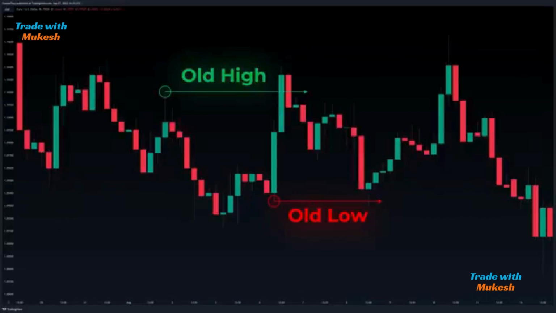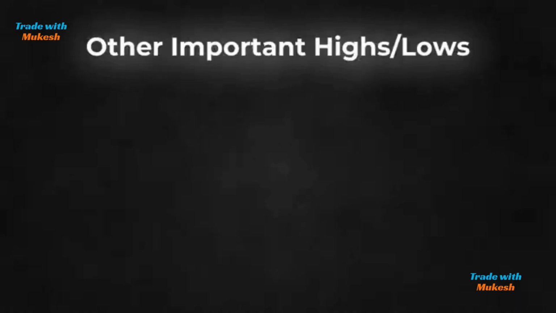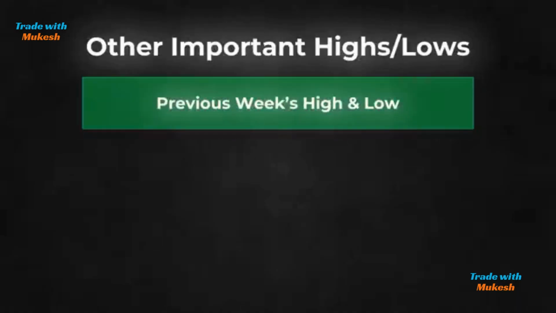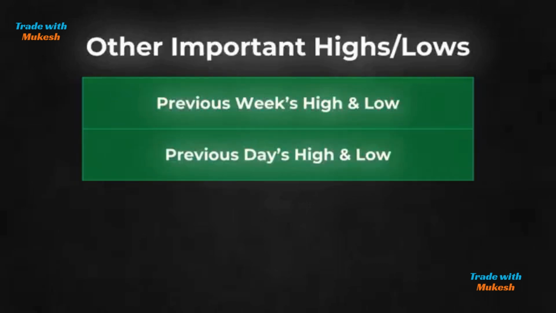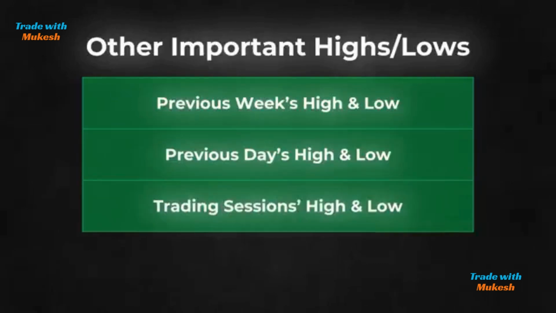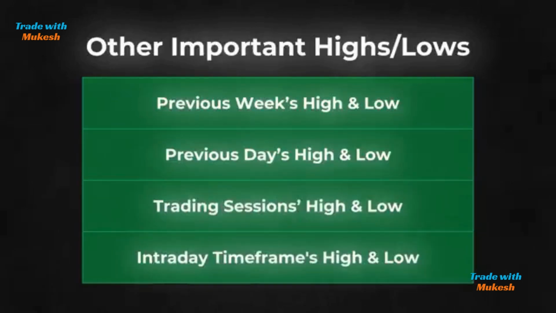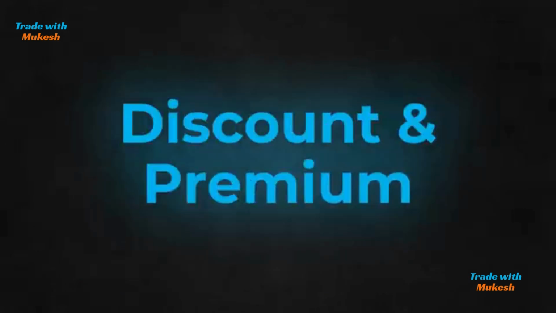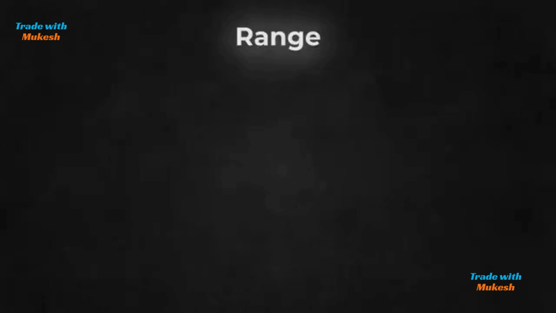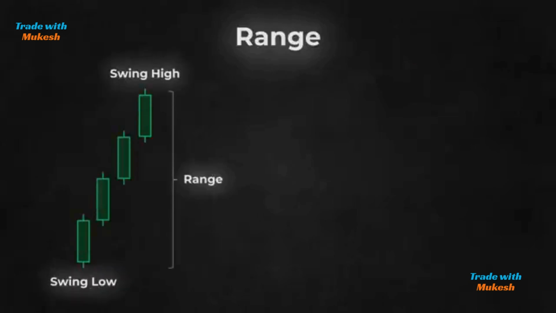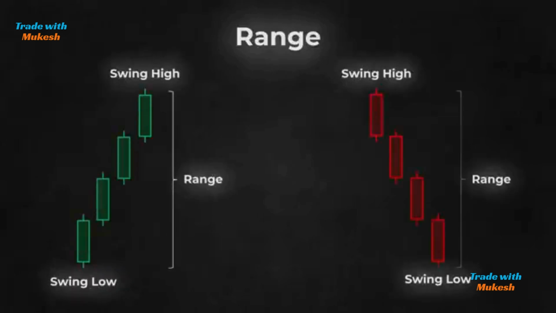Still on the topic of highs and lows, we can look at other important types of highs and lows in any price chart, namely the previous week high or low, previous day high or low, session highs or lows, or even intraday time frame highs and lows. We'll take another look at that when we talk about the concept of daily bias. Another important concept in the ICT method is the idea of discount and premium zones. To understand that, we must first understand the idea of range, which is simply the space between a swing low to a swing high, or the space between a swing high to a swing low.